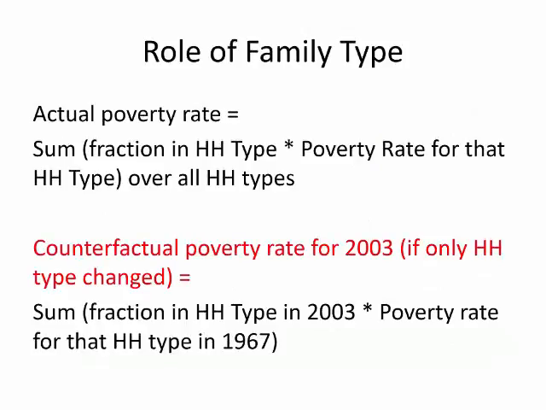Even more usefully, however, we can also use this approach to calculate a counterfactual poverty rate for 2003 that shows what the overall poverty rate would have looked like if only the distribution of the household or family type had changed since 1967. This is done by using the fraction in each household type from 2003, but poverty rates from 1967. This will answer an important question. What would the overall poverty rate have been if only family structure changes had occurred, but poverty rates for each family type had remained at their 1967 level?